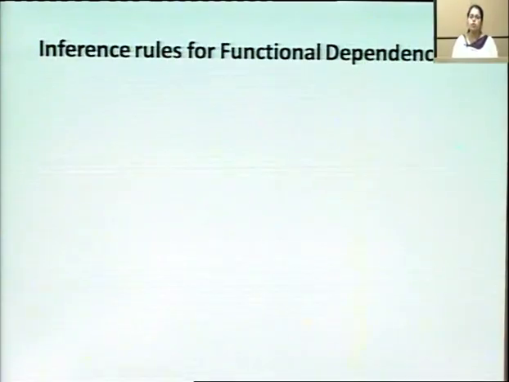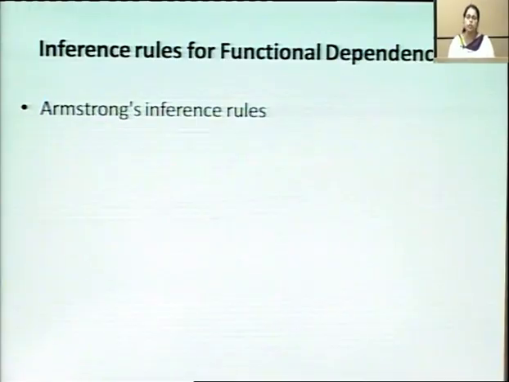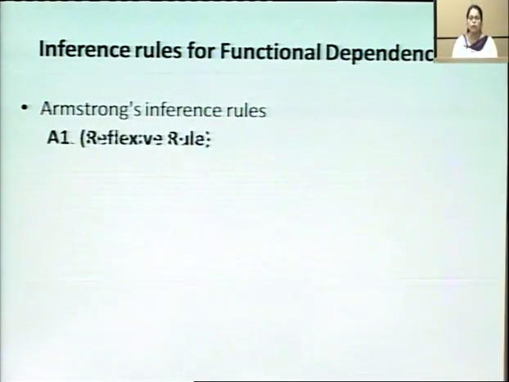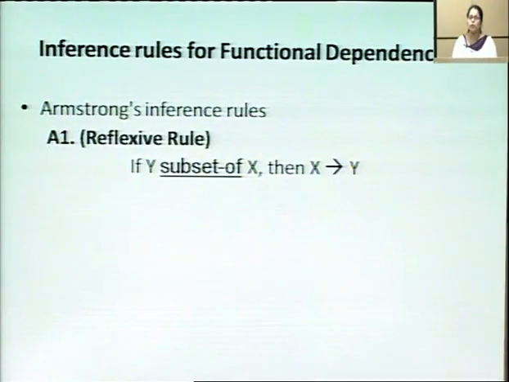Next are some inference rules for functional dependencies. Inference rules deduce additional functional dependencies from the existing functional dependencies. Armstrong gave three inference rules. First one is the reflexive rule. It says that if Y is a subset of X, then X functionally determines Y. So the reflexive rule always gives the trivial functional dependencies.